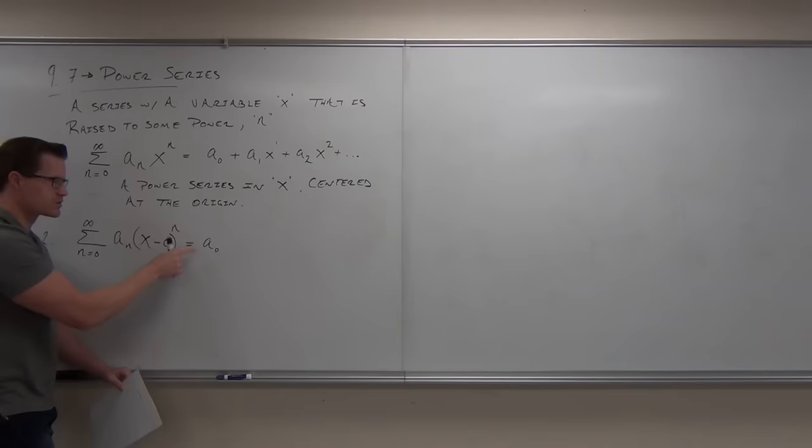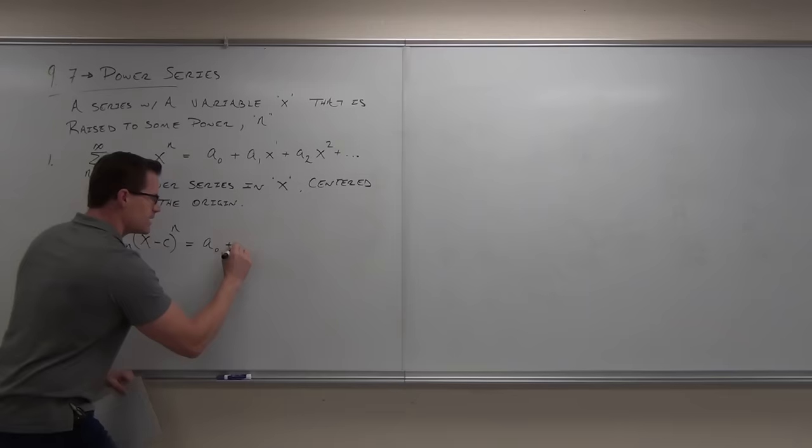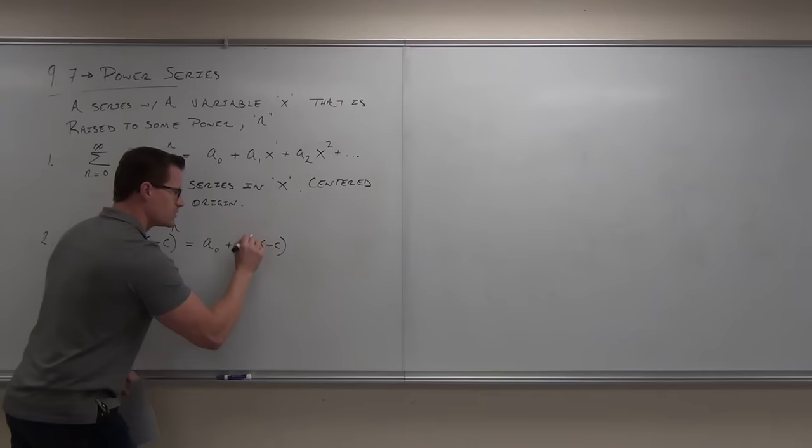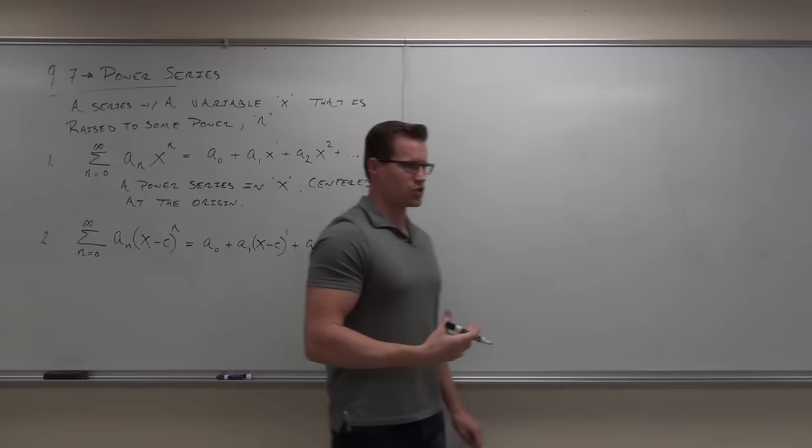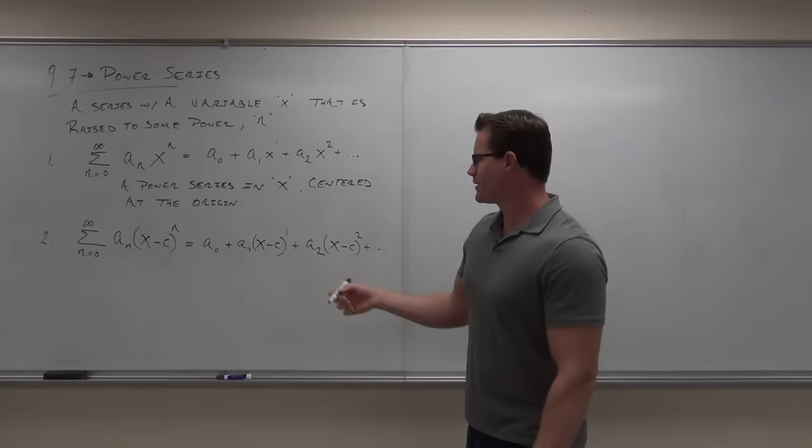Do you see why? Plus, I'd still have a sub 1. But this time, instead of having x to the first, I'm going to have x minus c to the first. And instead of having a sub 2 times x to the second, I'm going to have x minus c to the second. Other than that, there's not any change to it. It's just where this thing is centered. So that little c that says x minus c, that c is what your center is.